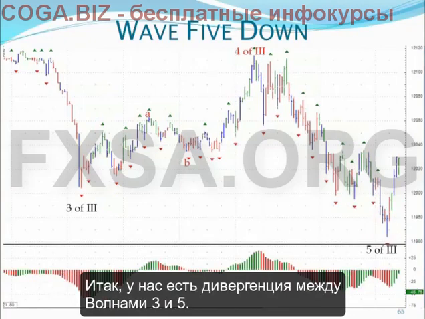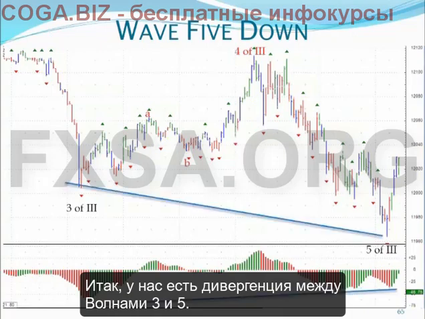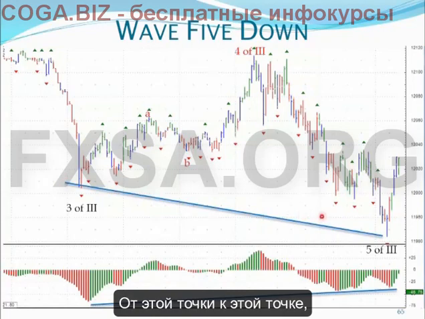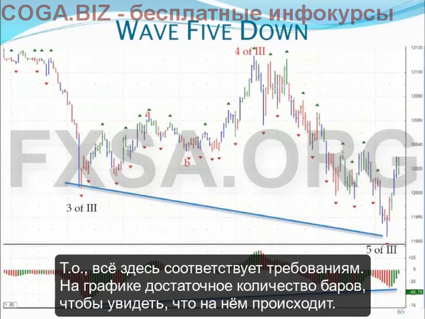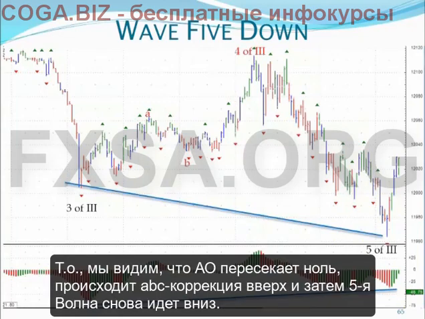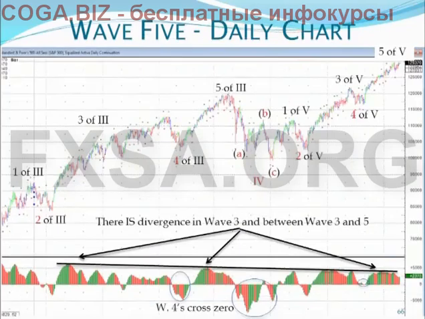So we have divergence between wave 3 and wave 5. From this point to this point and this point to this point, the AO crossed the zero line, so everything here meets the requirements. This has the correct number of bars to see what happens in it. So we see where the AO crossed zero, ABC corrected up, 5th wave came back down.